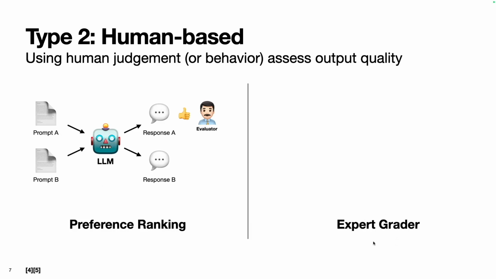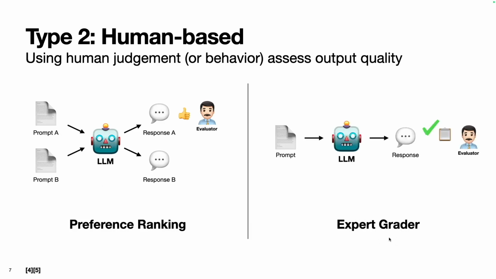For that, we can take a different approach and use an expert grader. So here, instead of comparing two prompts and responses head to head, we can just have a single prompt, pass it to the LLM, get a single response, and then have an expert evaluator sit down and give the response a pass-fail score based on some guidelines, and then explicitly write out their reasoning. This is a process that's described in reference number 4, which is a really nice blog post by Hamel Husain, who has a lot of experience deploying real-world LLM systems for his clients.